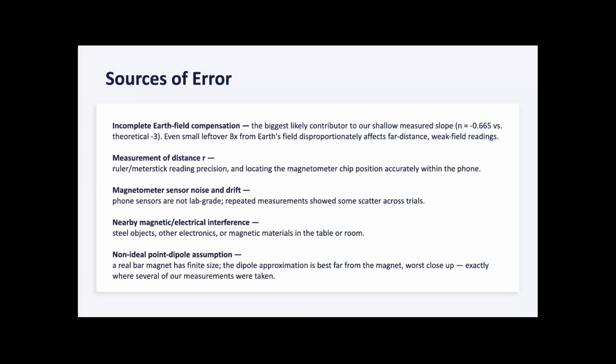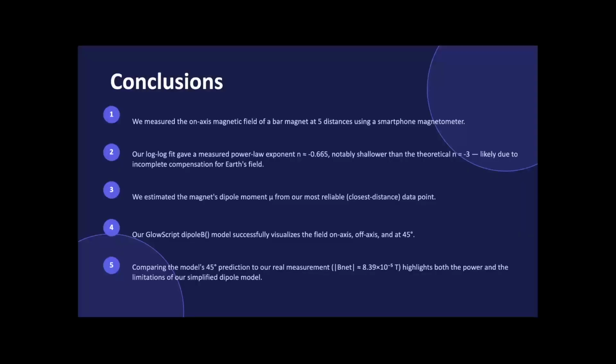Several sources of error likely affected this experiment. The biggest was probably incomplete Earth field compensation, while other contributors include distance measurement precision, locating the magnetometer chip's exact position, and sensor noise. And here are the conclusions. I measured the on-axis field of a bar magnet at 5 distances and found a power law exponent of n approximately negative 0.665, shallower than expected, most likely due to incomplete Earth field compensation.